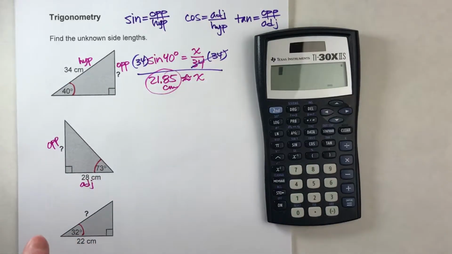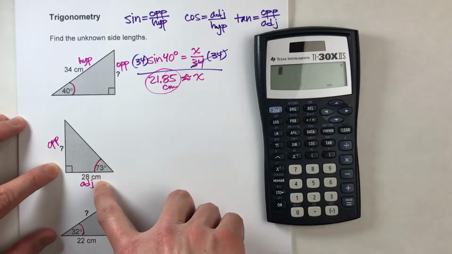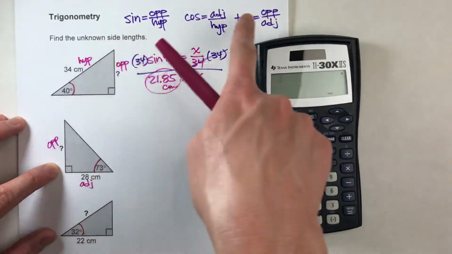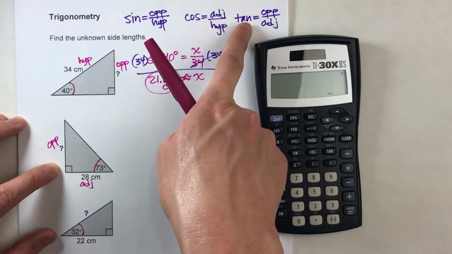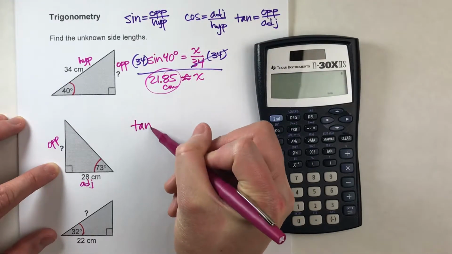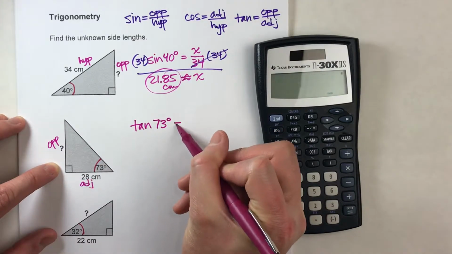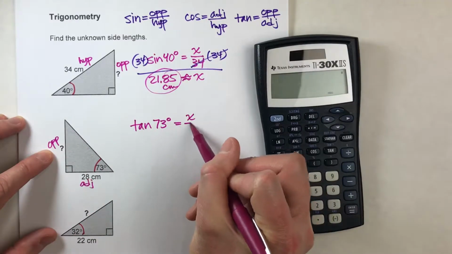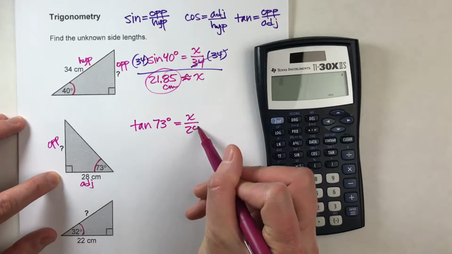So if you look at this example here, we are working with the opposite and adjacent legs, and there's only one trig ratio that uses just the opposite and adjacent legs. That would be tangent. So that is the equation we're going to use. Tangent of 73 degrees, because that's the angle we're looking at, is equal to the opposite leg, which we don't know, divided by the adjacent leg, which is 28.